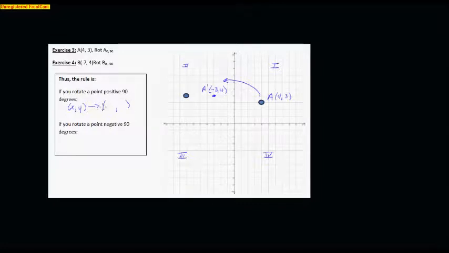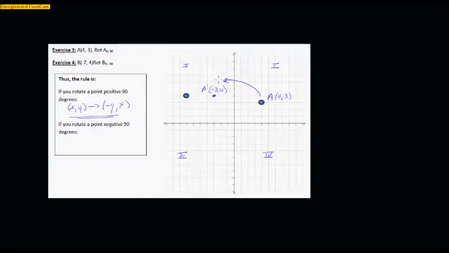Alright, so here's the way the rule works. Look at 4, comma 3. And look, what did we do? We switched the numbers around, and it looks like the y value turned into the opposite of what it started. So here's my rule. Whatever I start with, we're going to have the negative of the y value, and the x value is going to stay the same, but we've switched them around. So for a rotation of positive 90 degrees, you can always follow that rule right there.